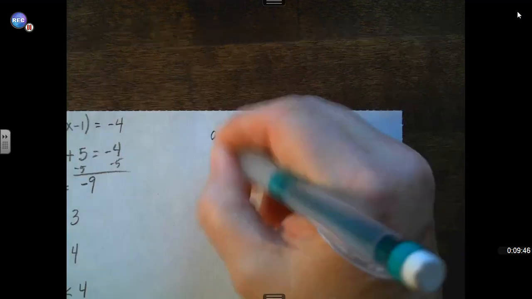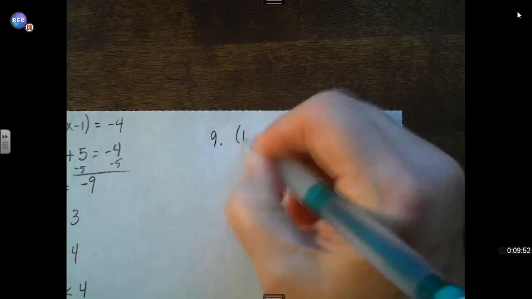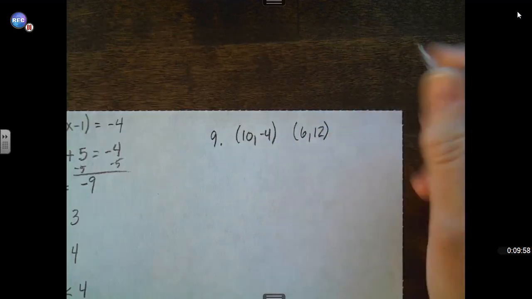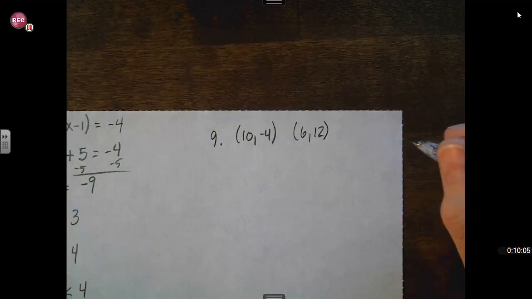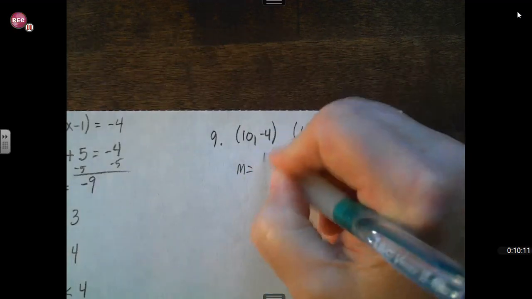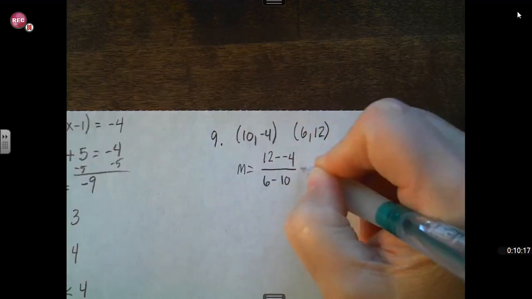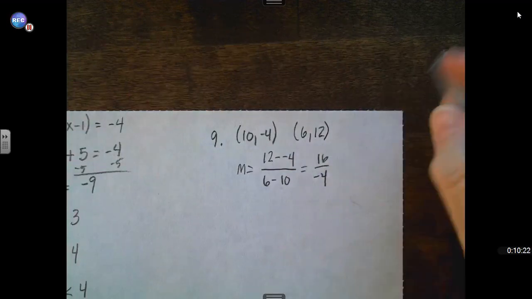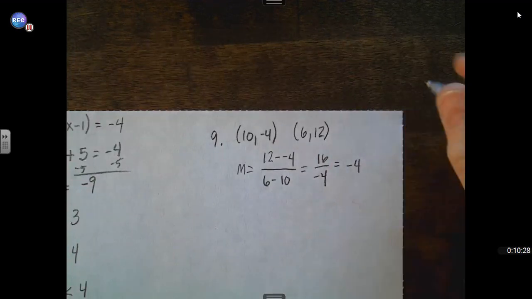Number 9 says write the equation of the line in slope-intercept form that passes through the points 10, -4, and 6, 12. So 2 things I need to write the equation of a line. I need a point and I need the slope. Well, if they give me 2 points, I can find the slope. I take 12 minus negative 4 over 6 minus 10. And that's going to give me 16 over negative 4. My math is correct. And 16 over negative 4 is negative 4.